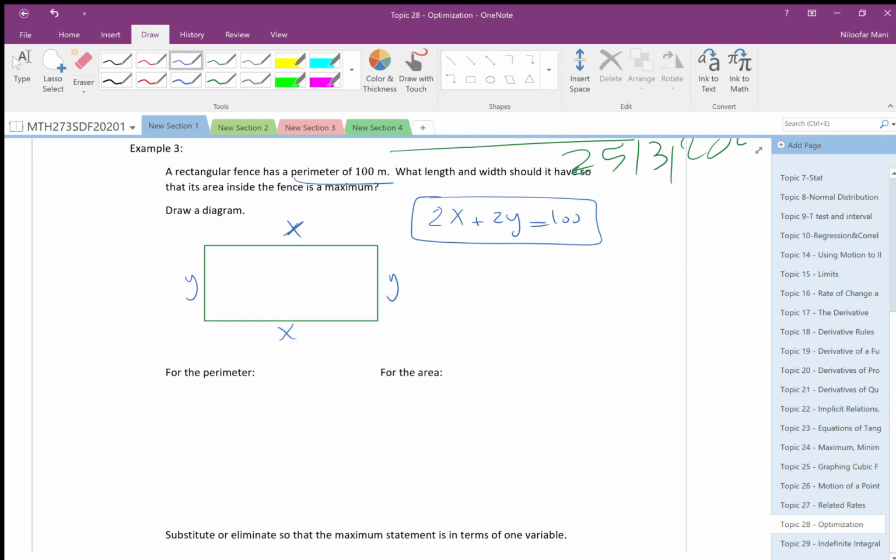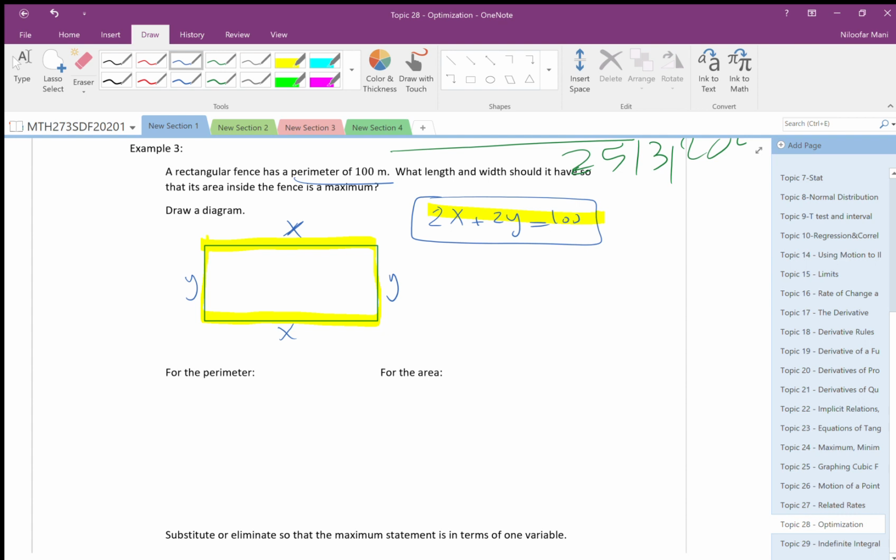So you would say, okay, I have a 100-meter fence, so on a piece of paper I draw a rectangular land, and I know the fence goes here, and here, and here, and here, so I can add all of those. When I add all of those, I have this relationship. But what I want to make maximum is the area.